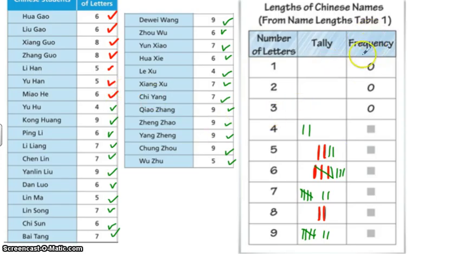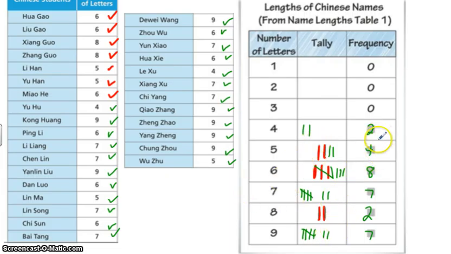Now in the frequency column, we're simply going to count up the tallies. For 4, there were 2. For 5, there are 4. For 6, there are 8 names that had 6 letters. For 7, there are 7 people that have 7-letter names. For 8, there were 2, and for 9, there were 7.